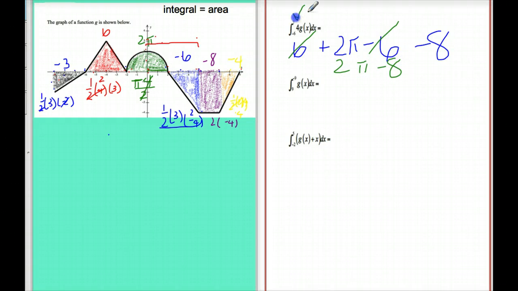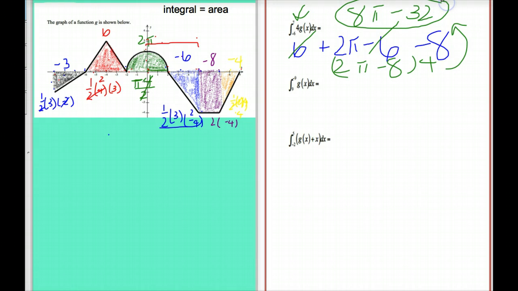But I forgot to see that there's a constant of 4 there. So I need to multiply this whole thing by 4, which will then give me, and I'm going to move it up here. Sorry for the space. I get 8 pi minus 32. So don't forget to read the entire equation.